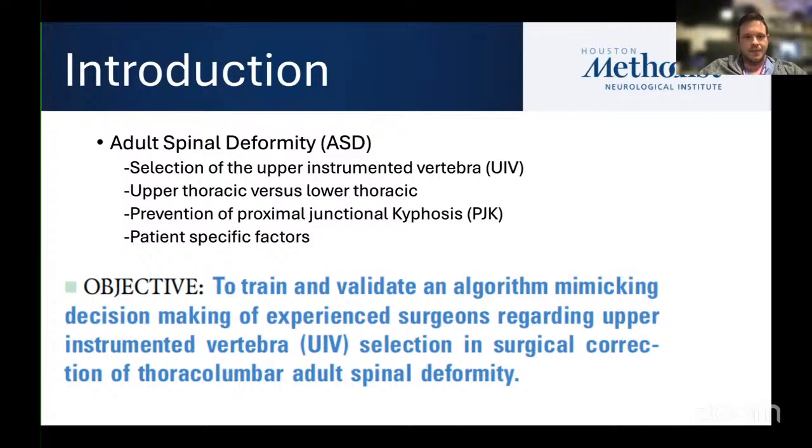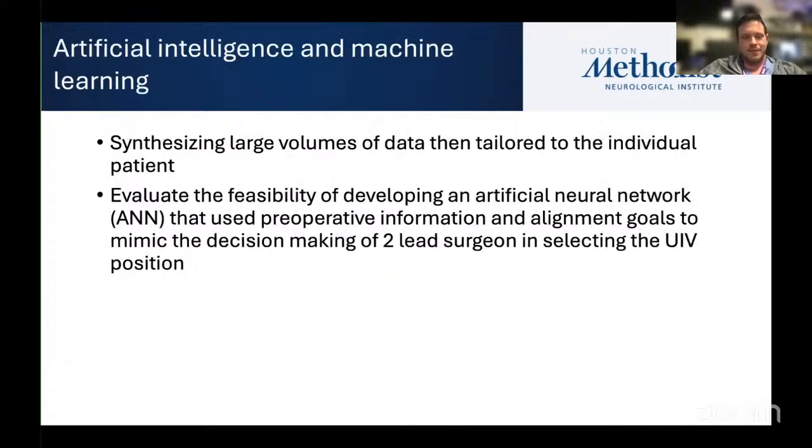The benefit of having an artificial intelligence tool is being able to synthesize very large volumes of data that you can then tailor to the specific patient. And I thought it was interesting the goal wasn't to say how can we predict the best UIV, but to really just create this algorithm to accurately predict what these two surgeons would predict based off theoretical objective parameters.